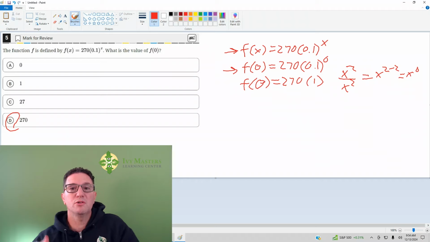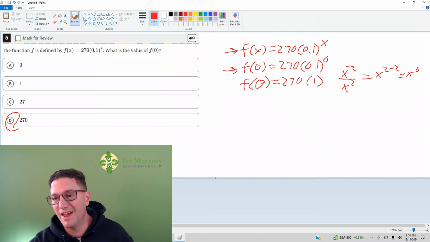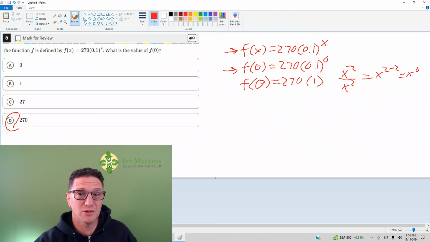If I made my x 2, then I've got 4 over 4. And 4 over 4, of course, is 1. And again, x to the 2 minus 2 is going to give you x to the 0. So x to the 0 is always 1. You can do it with any other exponent. Y to the third over y to the third, and so on. Okay, now, the Desmos solution. You don't need to know anything.